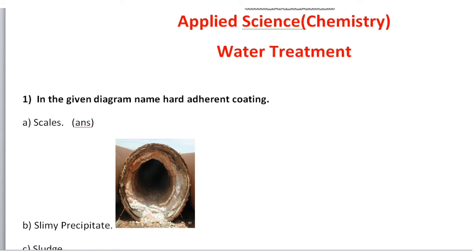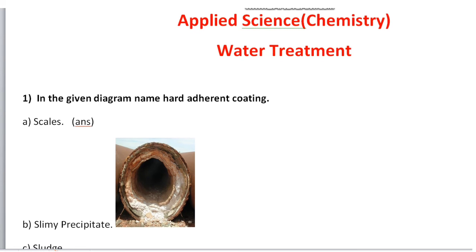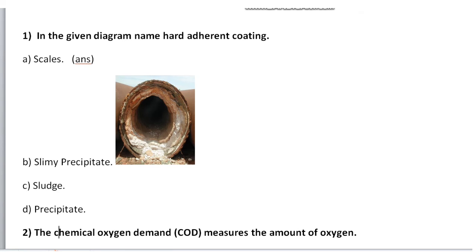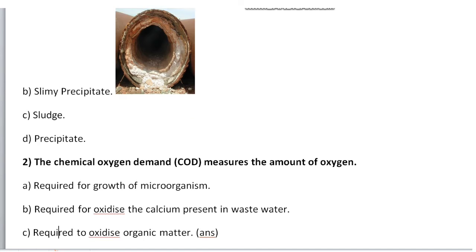In the given diagram, name the hard adherent coating. See the diagram, and this coating is of scale, because sludge is a loose precipitate. Therefore this diagram is of scale.